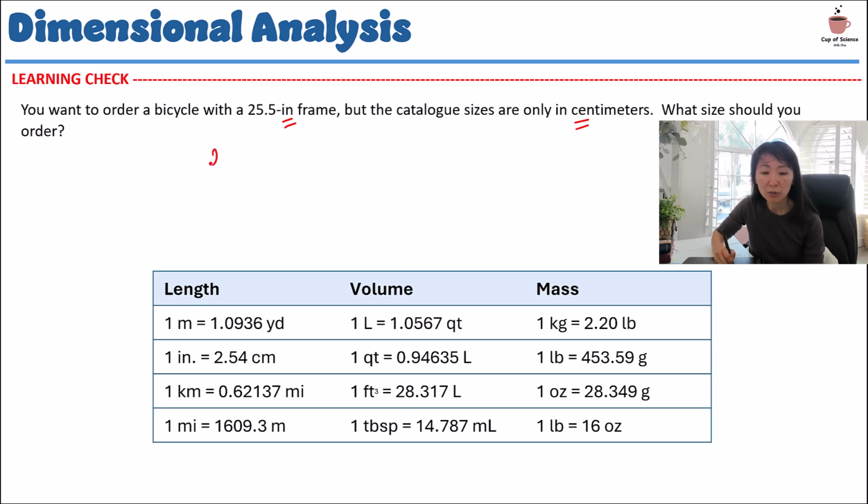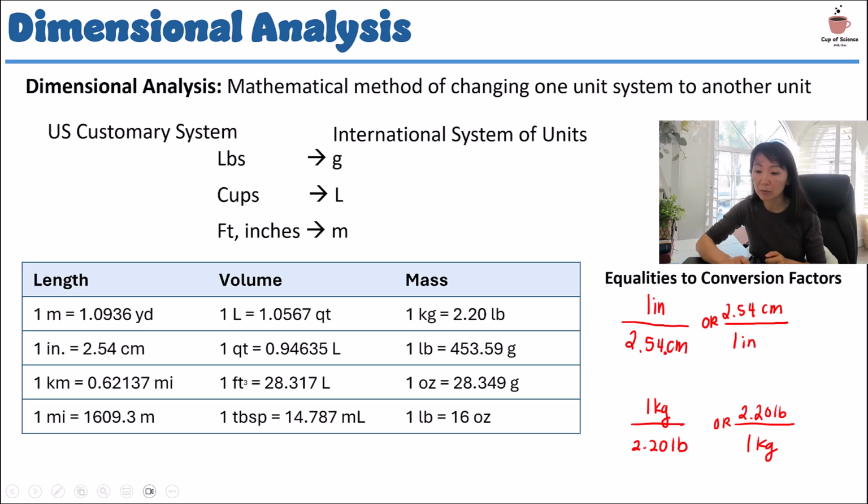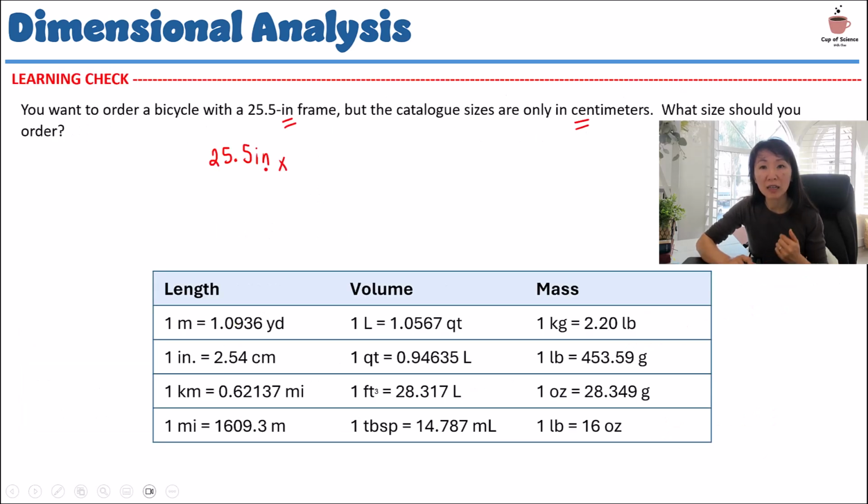Well, you start off with 25.5 inch. You write what's given first. Then you think about what here in this table shows the relationship between inch and centimeters. And you see that there is a relationship between inch and centimeters here. Well, with that, we write the conversion factor. Remember, there were 2 conversion factors, whether the centimeter goes on the bottom or the centimeter goes on the top. We want to select the one that allows this inch to cancel out.